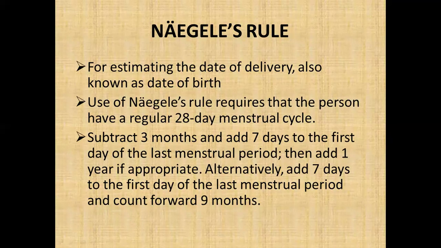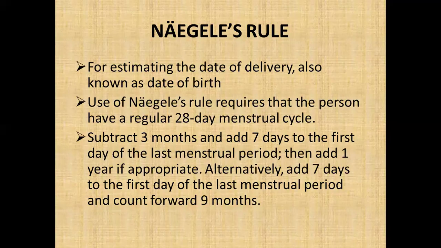Now, this is what I want you to take note of. Adding 7 days to the first day of the last menstrual period. That is the interest area. Mostly that is where the trick is. It says that add 7 days to the first day of the last menstrual period. It didn't say that add 7 days to the date that the menses ended.